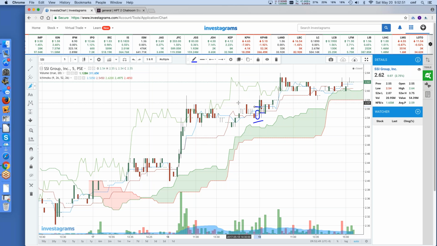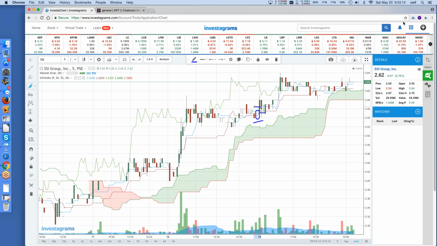257, 255. I couldn't see that. Yes, 256. So at 256, you enter because price crossed above the Tenkan Sen, and you just let the price run because the price is still bullish.